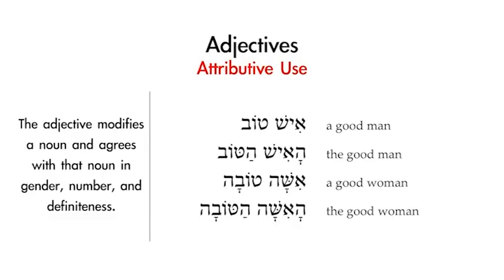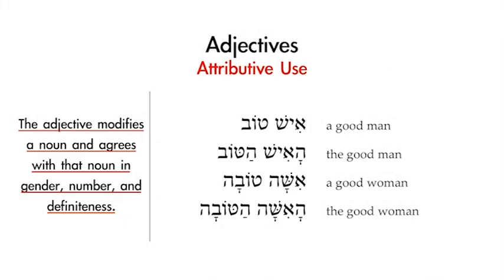Now that we've talked about the basic forms and the lexical form for Hebrew adjectives, let's talk about the 3 uses of the Hebrew adjective: attributive, predicative, and substantive. We'll begin with attributive. When an adjective is used attributively, it modifies a noun and agrees with that noun in gender, number, and definiteness, as the examples on the right will display.